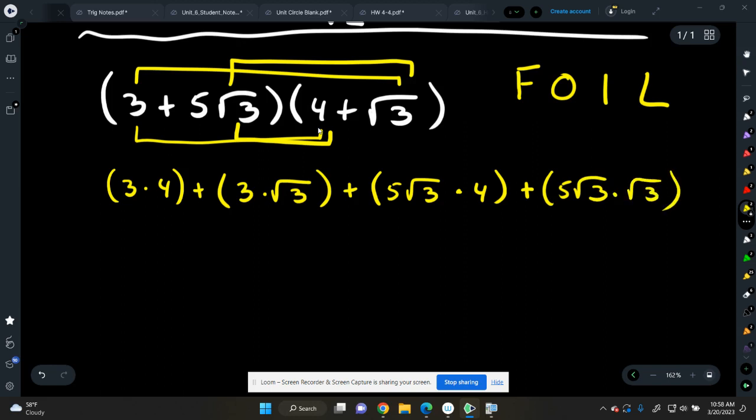Couldn't you just do it as 5 root 3 times 3? No, because it's not 5 root 3 times 3. It's 5 root 3 times root 3. We're going to do that.